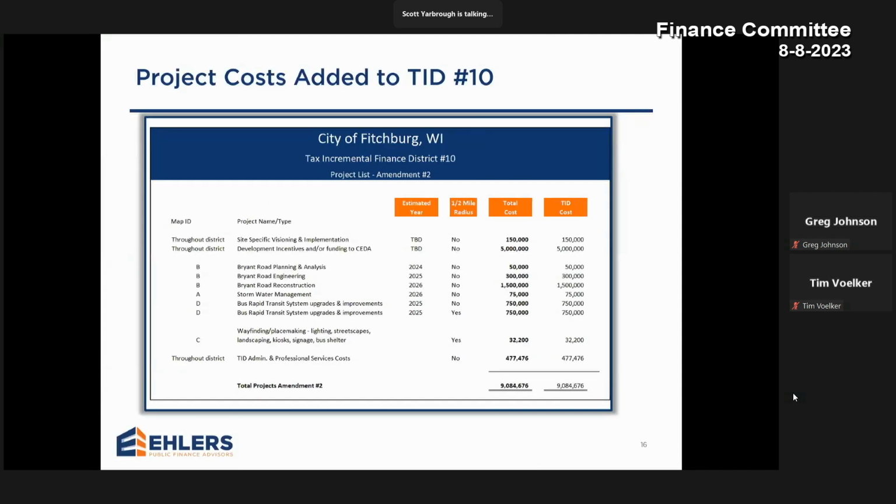For the proposed amendment, I mentioned we added some specific infrastructure projects for Bryant Road, some stormwater management improvements, and also some allowances for bus rapid transit system upgrades and improvements. So the total TID eligible cost is approximately $9.1 million that's being added through this amendment.